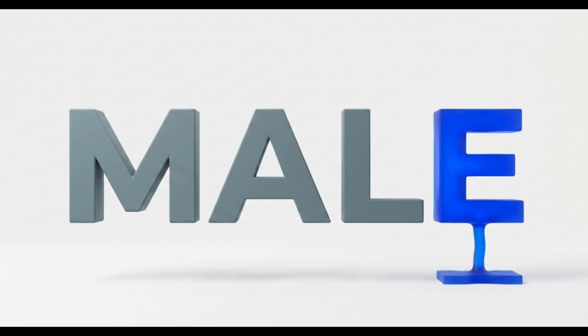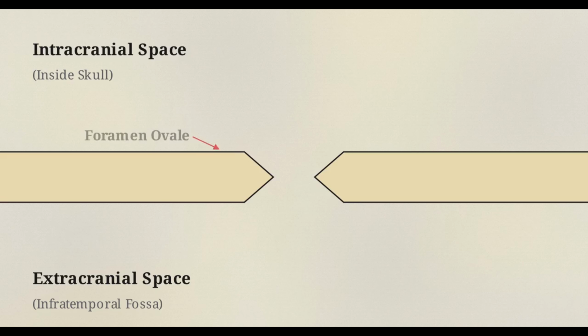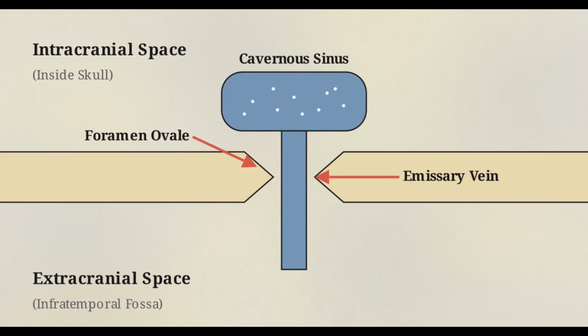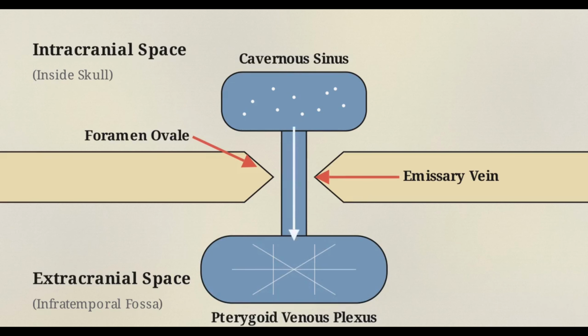E stands for emissary vein. This cross-section shows exactly what that vein does. It acts as a vertical vascular bridge, connecting the cavernous sinus above to the pterygoid plexus down below.